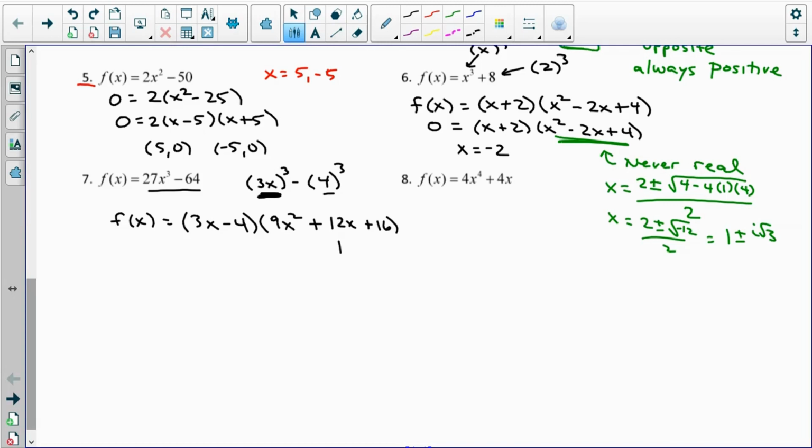So once again, this one's never going to be real. And then if I set 3x minus 4 equal to 0, I have an x-intercept at (4/3, 0). The other two are non-real.